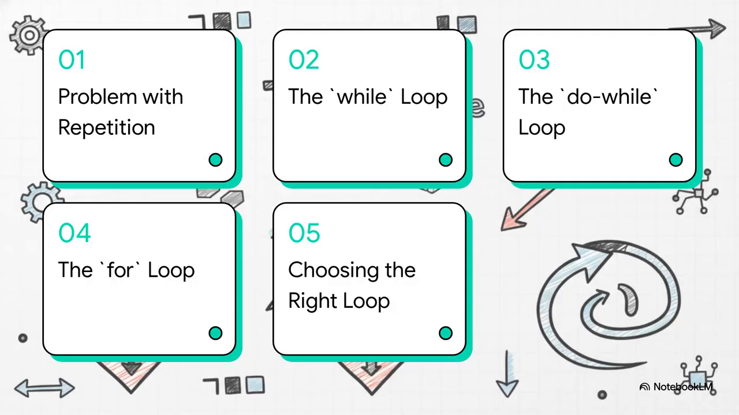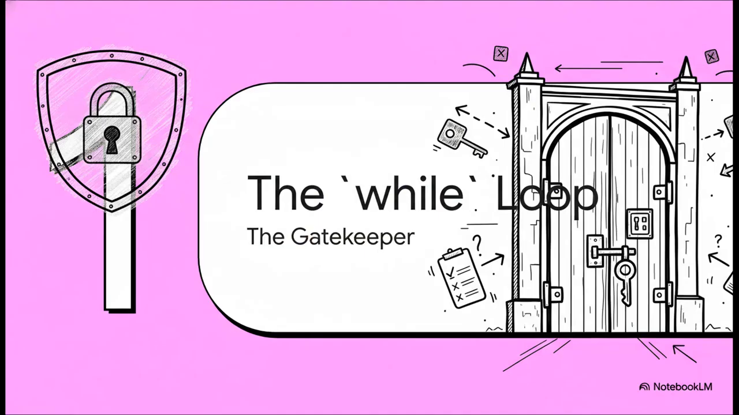So here's our game plan. We're going to break down the three main types of loops in C. We'll kick things off with a while loop, then meet its slightly different cousin, the do-while loop, and wrap up with the incredibly common for loop. By the end, you'll know exactly which tool to grab for any job. First up, the while loop.